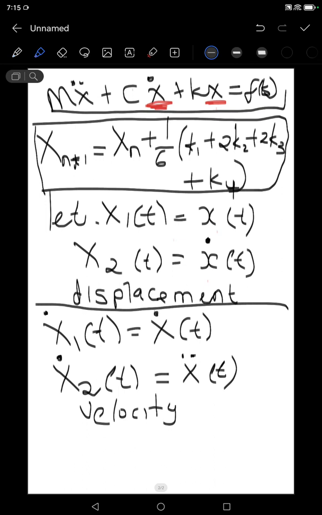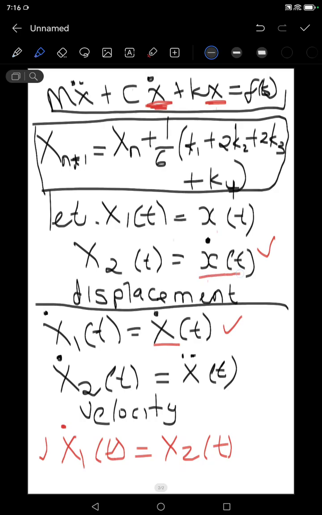And then after our derivative, you can see here we have the x dot on the displacement, and then we also have the x dot on the velocity. So we can say therefore our x1 dot of t is equal to x2, because they are all equal to x dot. Do you get it? This x dot and this x dot, they're equal. So therefore we can say that x1 dot of t is equal to x2 of t.